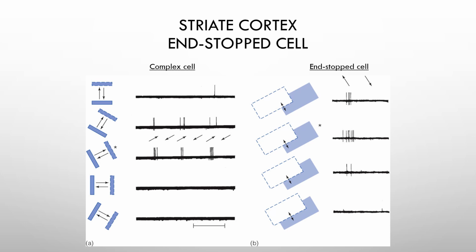If we look over to the right side, there's our end stop cell, and part of what this is showing is that this 90-degree angle is important. This orientation of line is important. The fact that this one's moving up and to the left, that's what's important. So it doesn't respond so much if it's moving down and to the right.